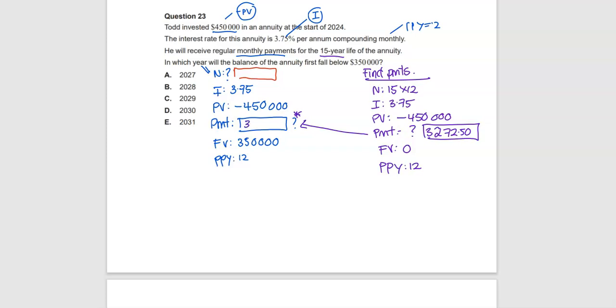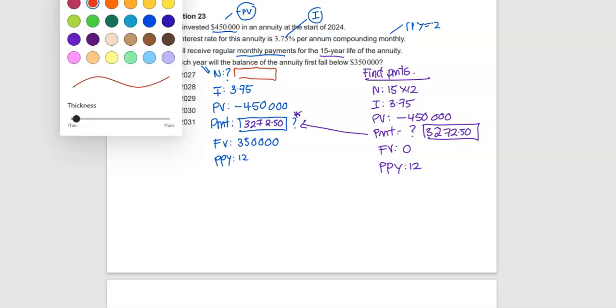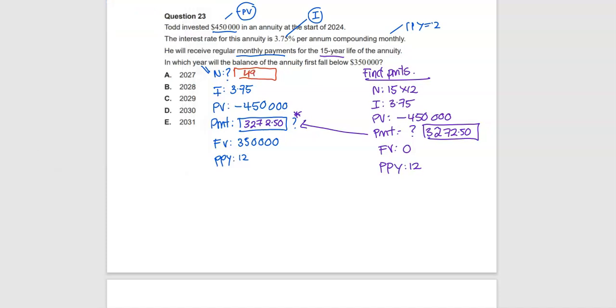So 3272.50. So we end up with 49.61. Now it said in which year. So if you do 49.61 and divide it by 12, you're going to get 4.15 years. Okay, so her annuity started in 24.